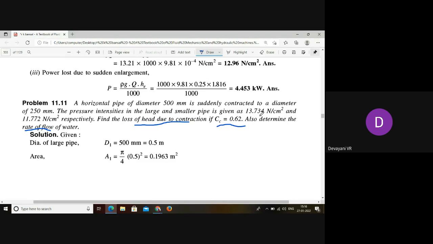If they have given the pressure values, then definitely you have to go for the Bernoulli's equation. So let's write the given data.